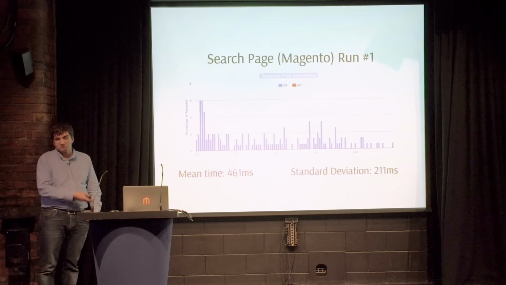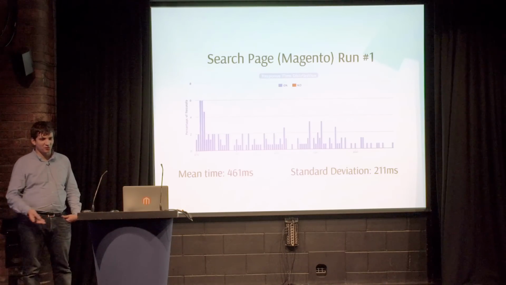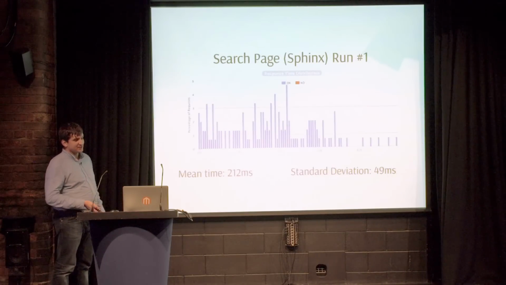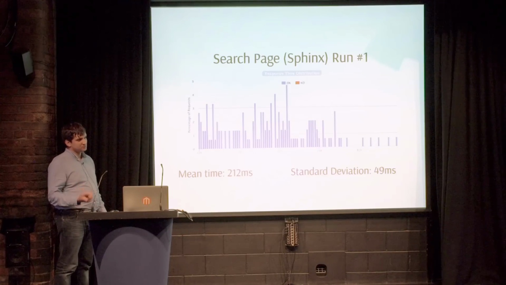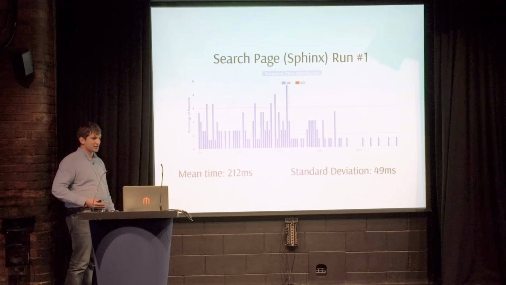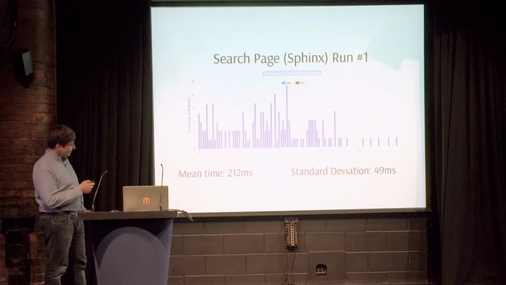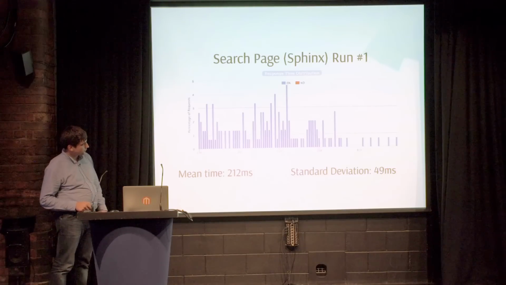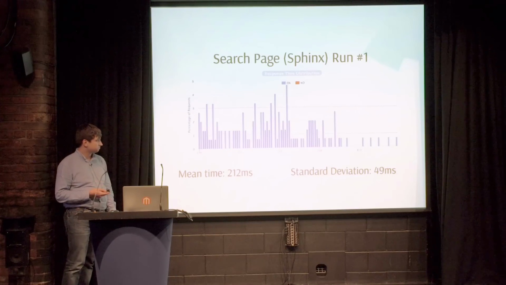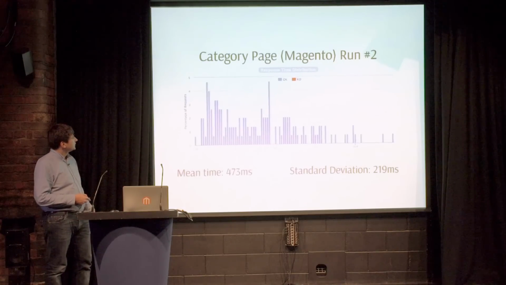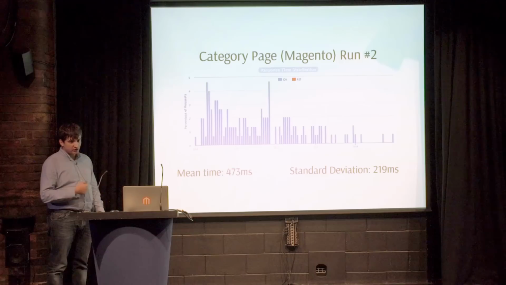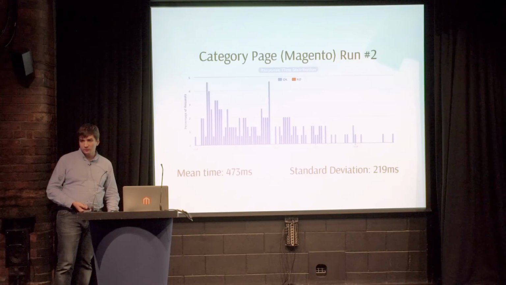It's very strange, like deviation time is stable in Magento, all the time 200 milliseconds. So you can expect that the next request you fire to Magento can be different by 200 milliseconds, less or more. Now, the search page with Sphinx, 200 milliseconds and 49 milliseconds deviation time. Quite not bad. So, the second run, Magento shows a little bit better because the MySQL cache is pre-warmed.